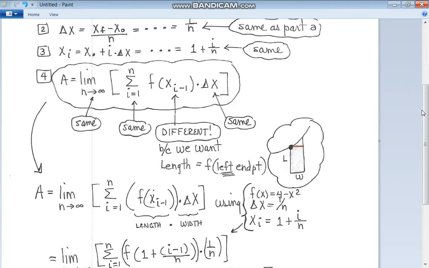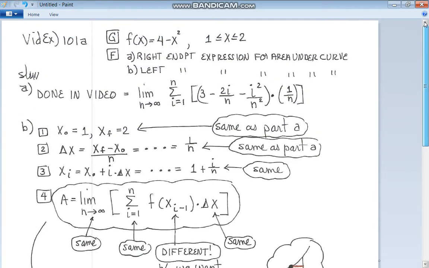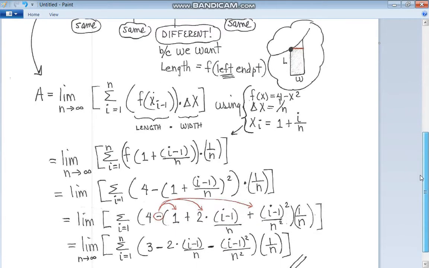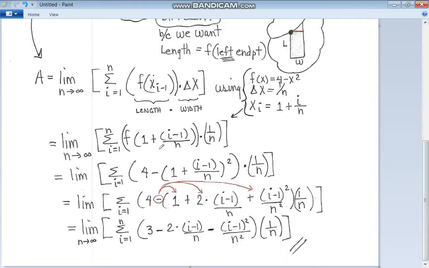Now the only thing that's different is when we get to the left endpoint estimation, we use a formula that has a different index. You'll see that's the only thing that's different. So when we do the summation, I'll show you how we do it. We do the summation of f of 1 plus I minus 1 over n times 1 over n. 1 over n is delta x. And then we just simplify by evaluating this function. Instead of at x, we use 1 plus I minus 1 over n. And we simplify, and this is our answer.